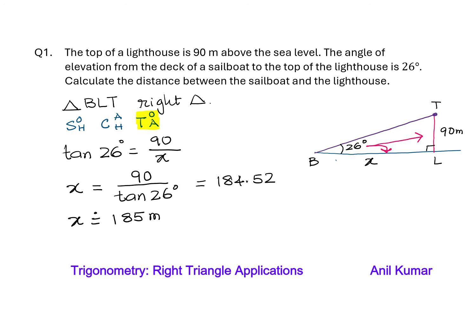So we found that it was 184.52. Sometimes it is given in the question, rounded to so many places. In this case, it is not given. And looking at the numbers 90 meters and 26 degrees, it makes sense to make it a whole number. So we can say that the distance of the sailboat from the lighthouse is 185 meters.